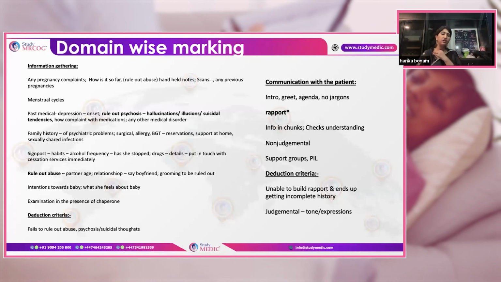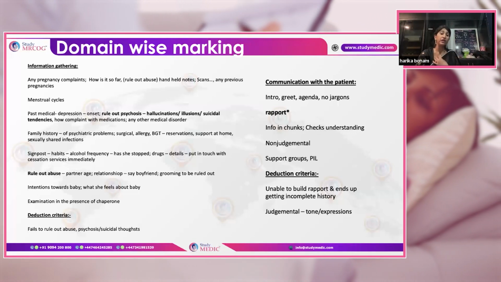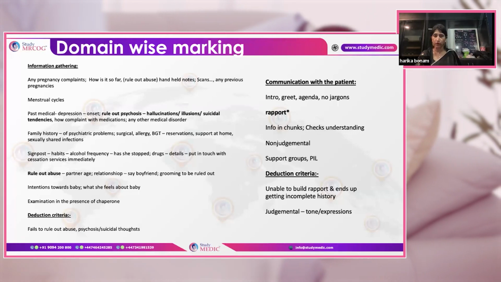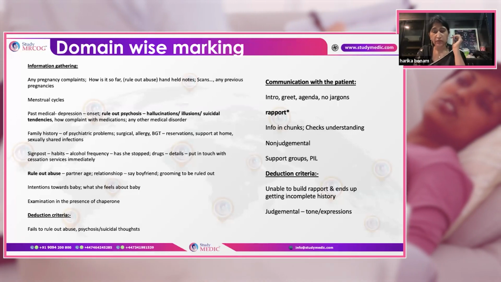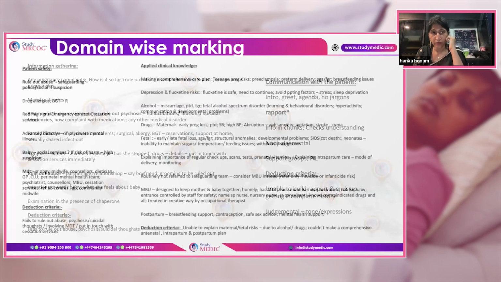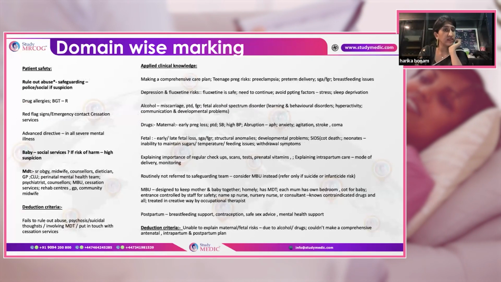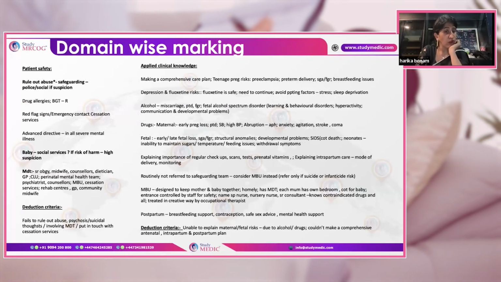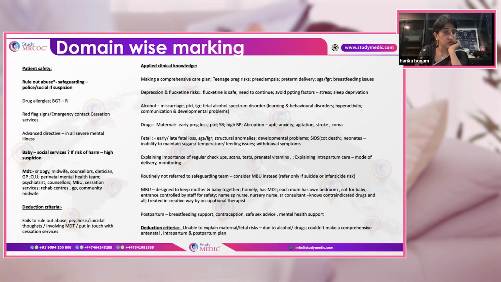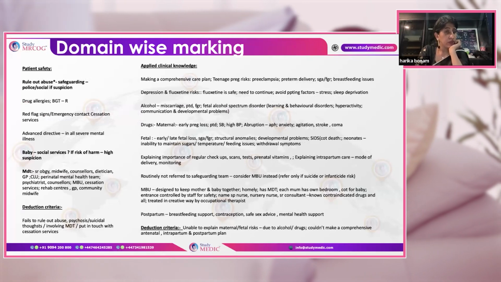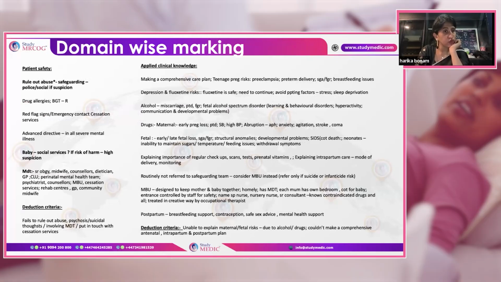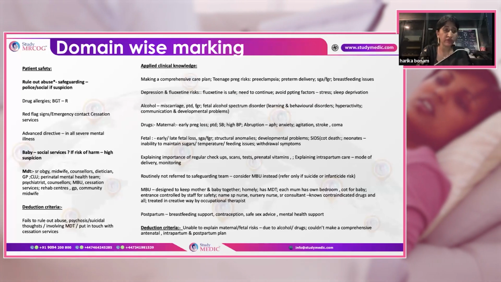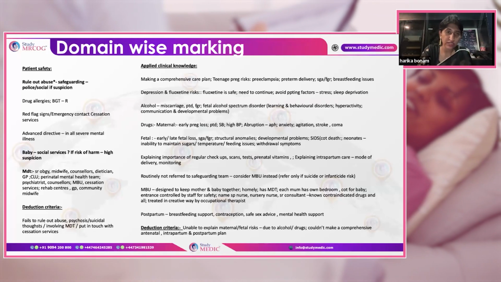So the deduction criteria here: if you fail to rule out abuse, and if you fail to rule out psychosis and suicidal tendencies, you will be deducted points. Next, coming to patient safety, safeguarding is again very important. If you can't rule out safeguarding, you will be marked down here. Involving the MDT and putting her in touch with cessation services are important in the deduction criteria. Apart from the drug allergies, blood group, and reservations, for all patients who have severe mental illness, it is important to take the advance directive as well.